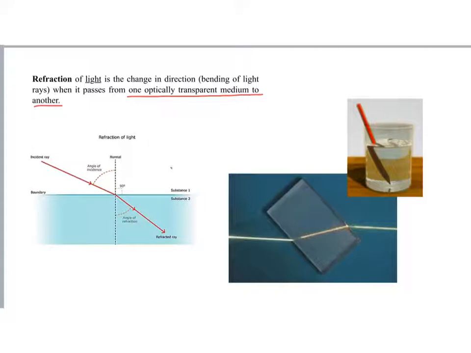For example, we have air and another transparent medium, water. The light coming from air to water should go like this, but as you see, it changed its direction. So we call this change of direction of light as refraction.